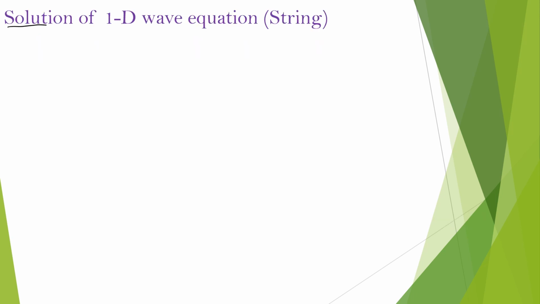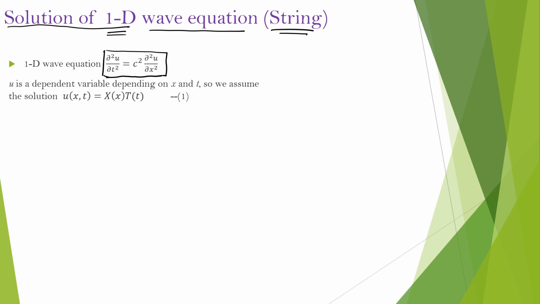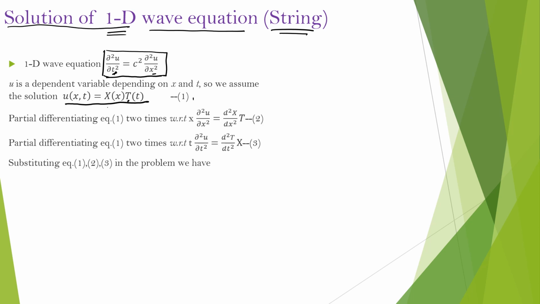Now, the solution of the 1D wave equation or string. To solve this, the equation is del square u by del t square is equal to c square del square u by del x square. This is the 1D wave equation. You have to remember this equation. Now, because u depends upon t and x, we assume that the solution is u equal to X times T, where capital X is a function of small x and capital T is a function of small t.